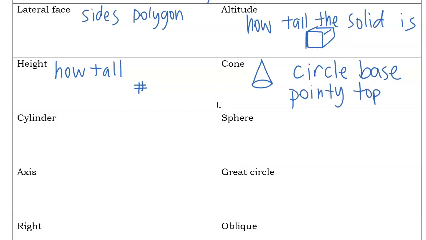Okay. Cylinder is like a prism because it does have two parallel bases, a top and a bottom, right? But unlike a polyhedron, it does have circular bases. So it's not going to be qualified as a prism, not be qualified as a polyhedron. Let's add two circle bases.